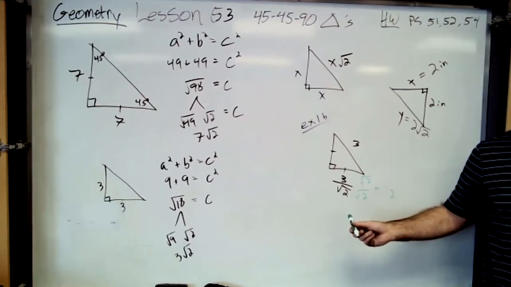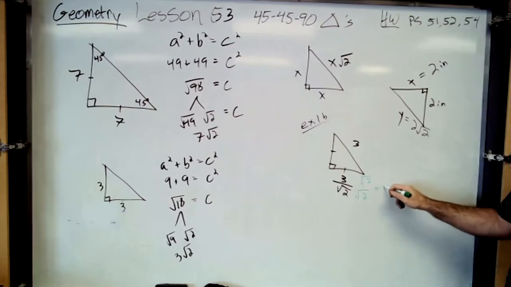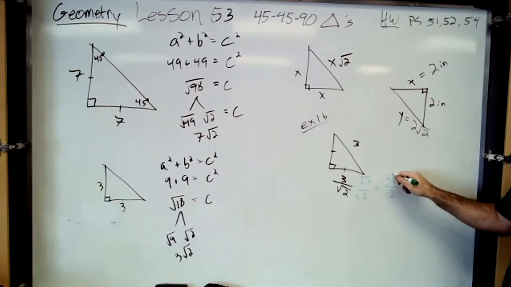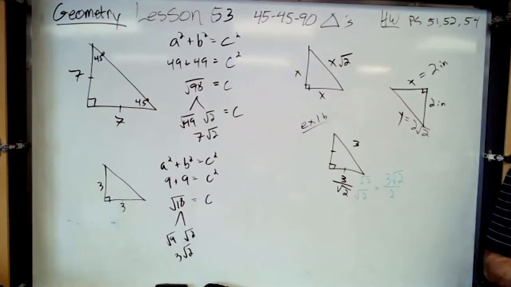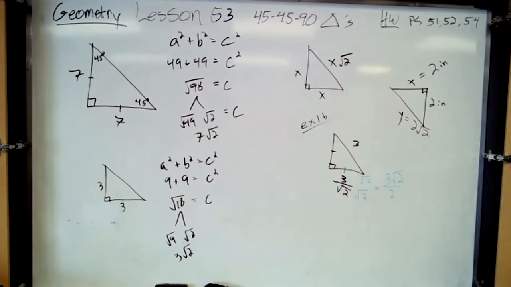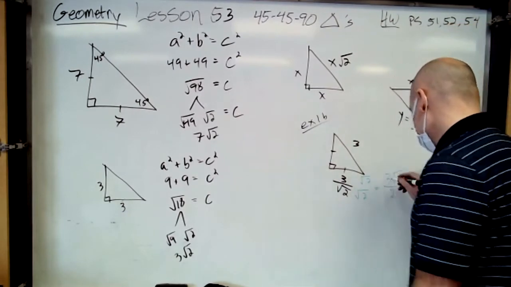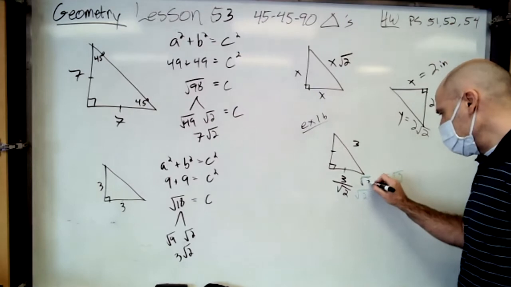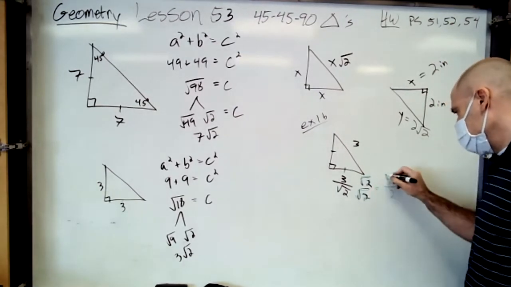So you get 3 over 2, and then your top ends up getting all the junk. I'm using green. I'm sorry, Maddie. So you multiply by radical 2 over radical 2.